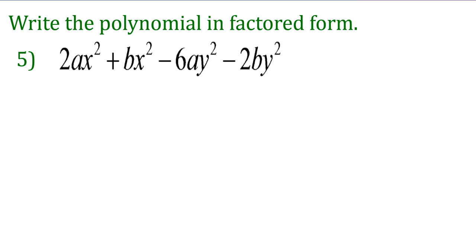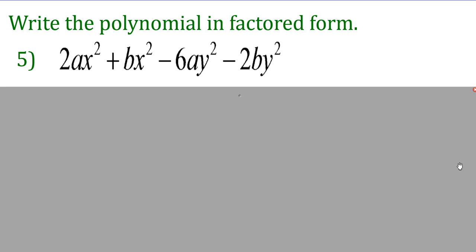Here we have a polynomial of 2ax squared plus bx squared minus 6ay squared minus 2by squared. The question is, can this be factored? And you look across the four terms and ask yourself, is there something that each of the terms have in common that you can divide out? And in this case, there isn't. So then we're going to take a look at it in pairs.